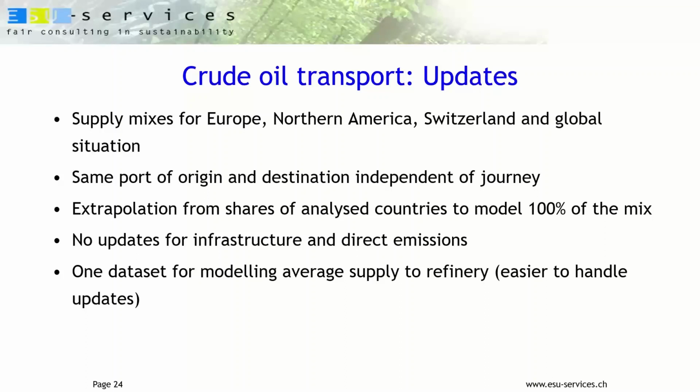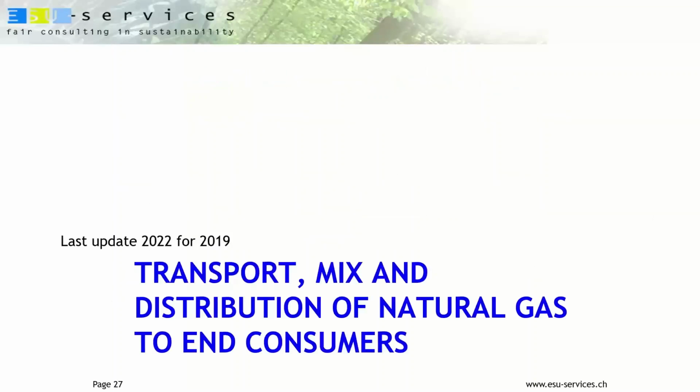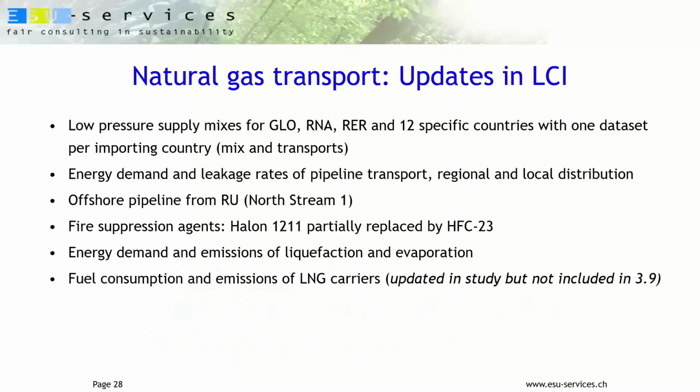And there is now one data set modeling the average supply of crude oil to a refinery, in order to easily handle this for further updates. Then also for natural gas to end consumers, we updated the data. We have low pressure supply mixes for about 15 different countries and regions. The energy demand and leakage rate of pipeline transport, and regional and local distribution, have been looked at. We also consider the offshore pipeline from Russia, Nord Stream 1.